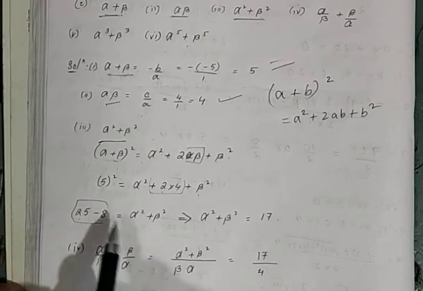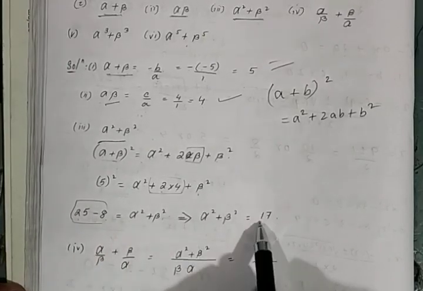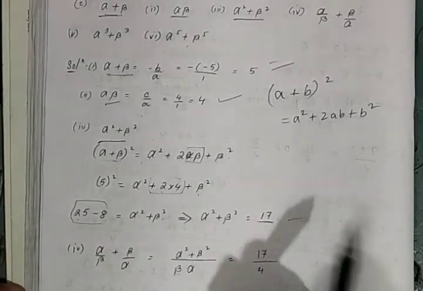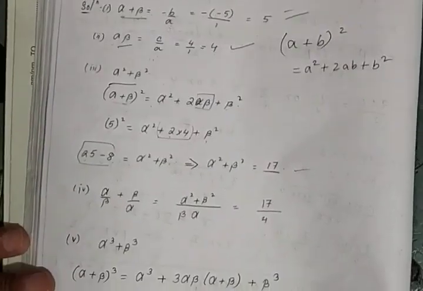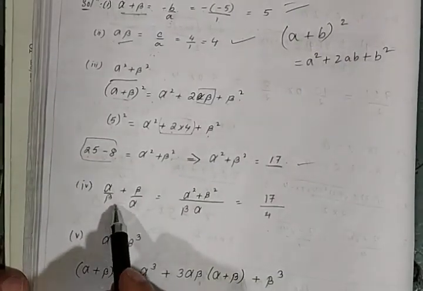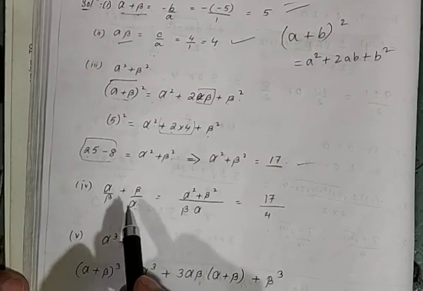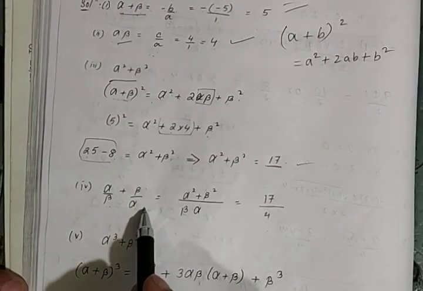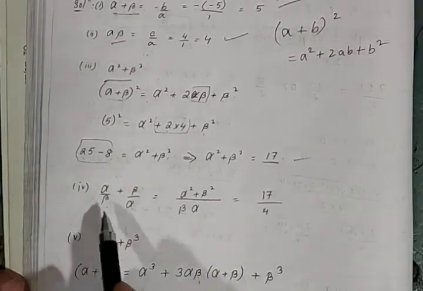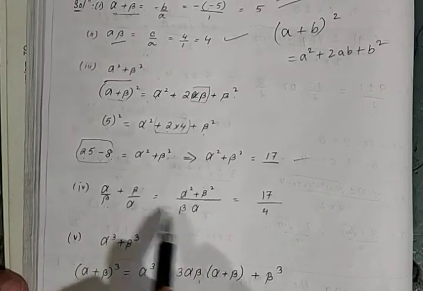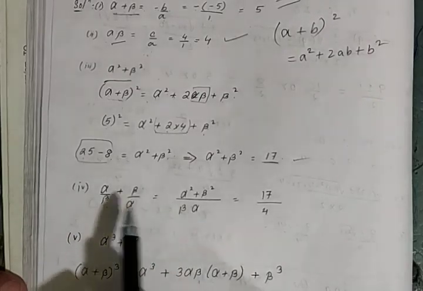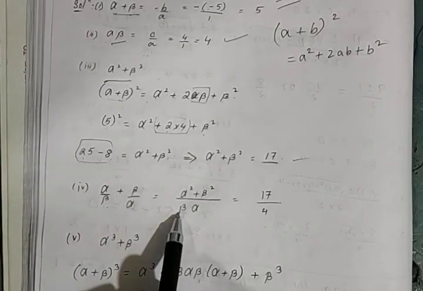So this is the value of alpha square plus beta square is 17. Now very important. Next, let's find out alpha by beta plus beta by alpha. What is alpha by beta plus beta by alpha? So you take LCM. LCM is beta and alpha. How do you take LCM? Beta and beta same.